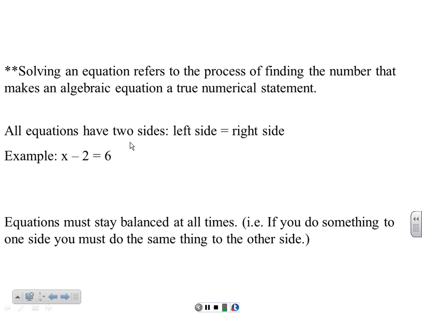All equations have two sides. You have a left side, and then your equal sign, and then a right side. Equations must stay balanced, and your equal sign is your balancing scale. So in order to keep them balanced, what you do to one side, you've got to do to the other.